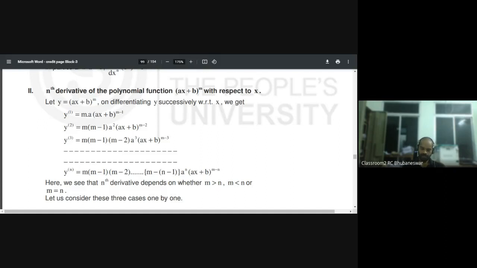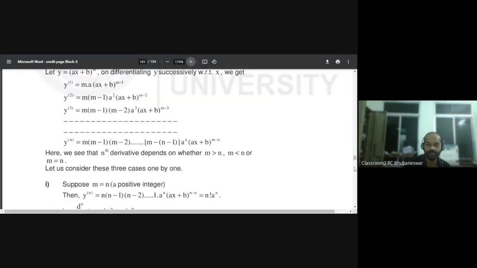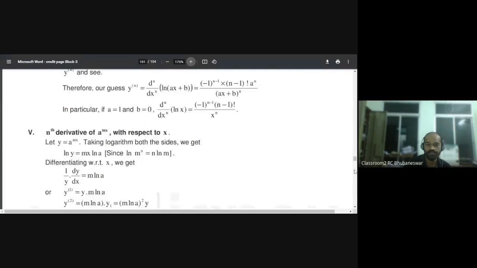Now let us move towards the summary of this chapter, and in the summary some other points will be discussed one by one. So the summary of this chapter is given in page number 120. Let us go to page number 120.